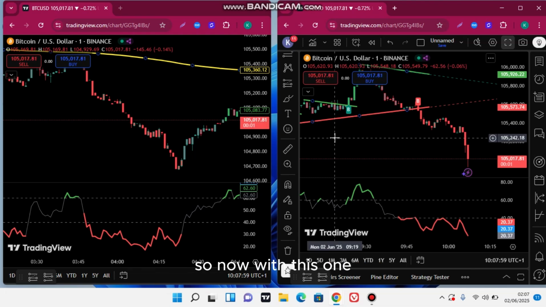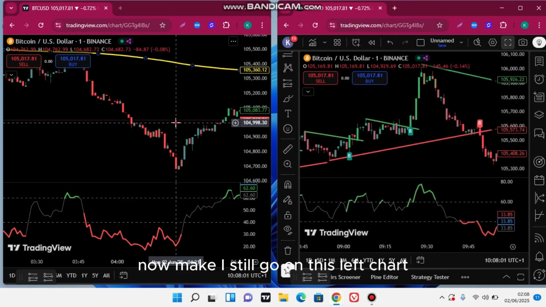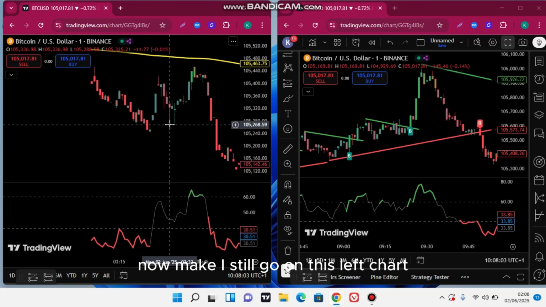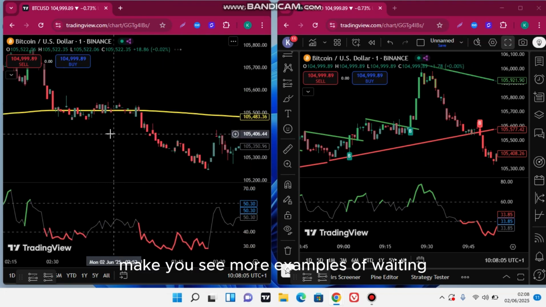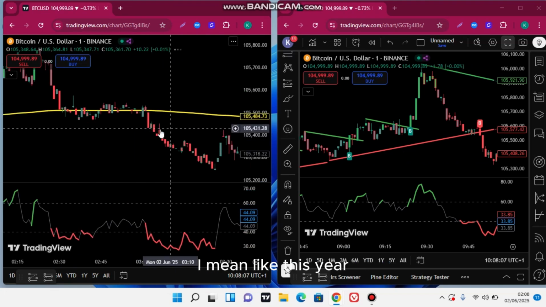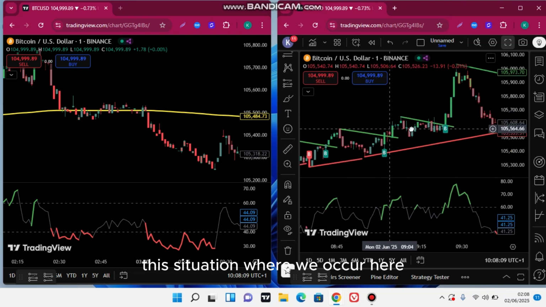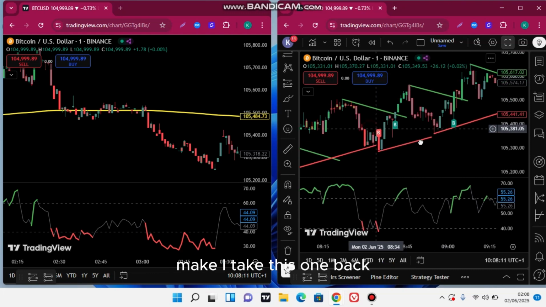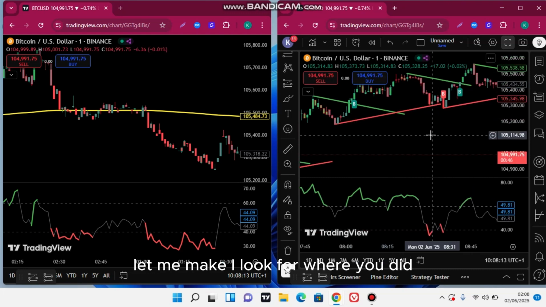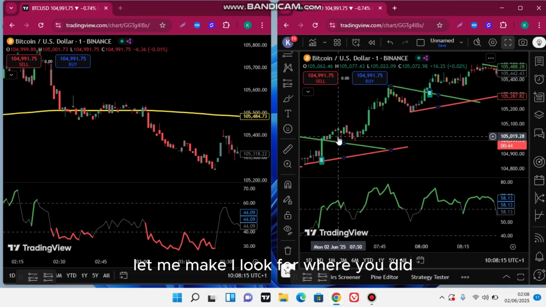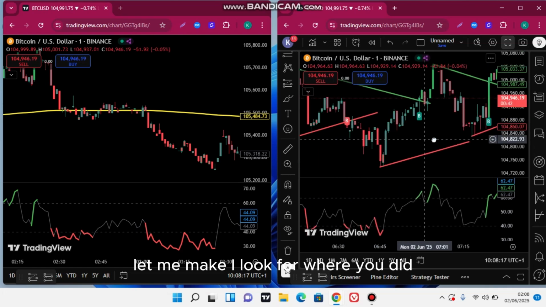So now with this one now, make I still go on this left chart, make you see more examples of wetin I mean. Like this in this situation where we occur here, make I take this one back. Let me make I look for where it is.